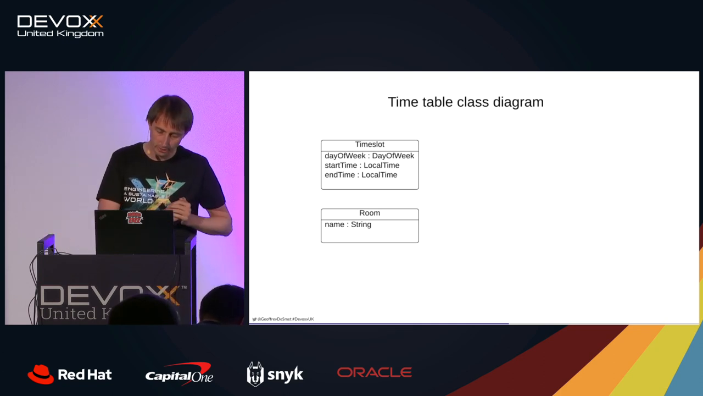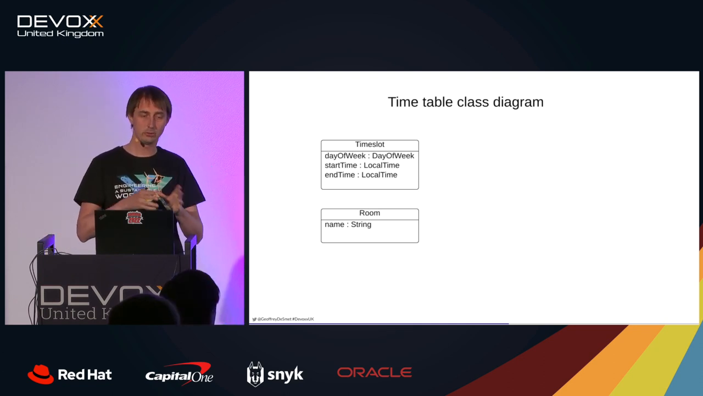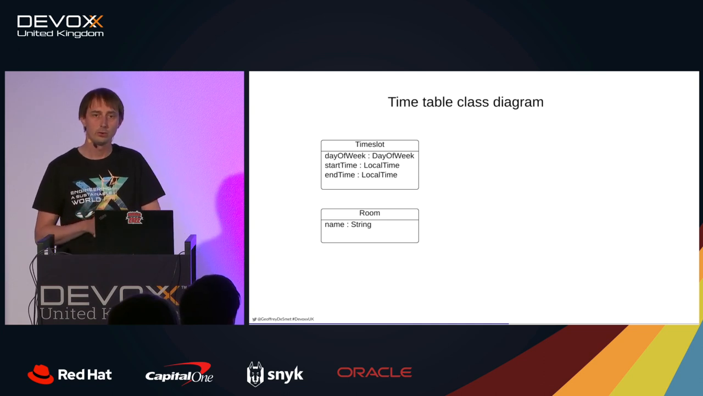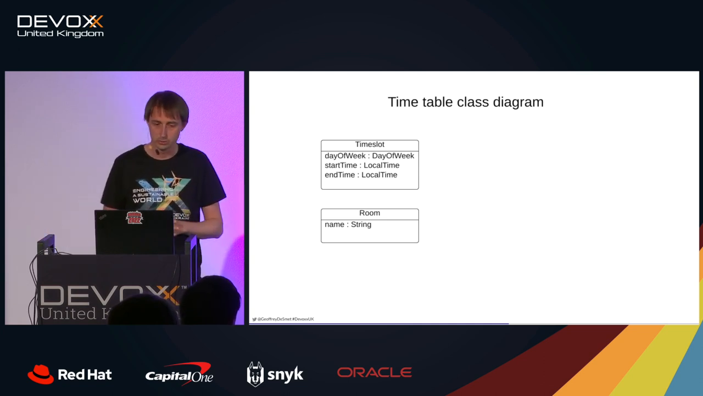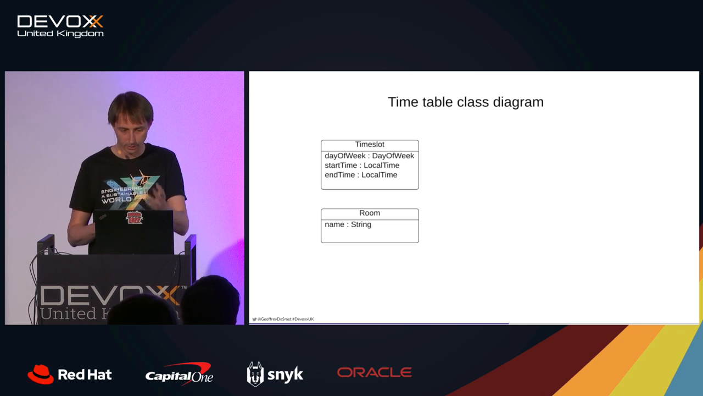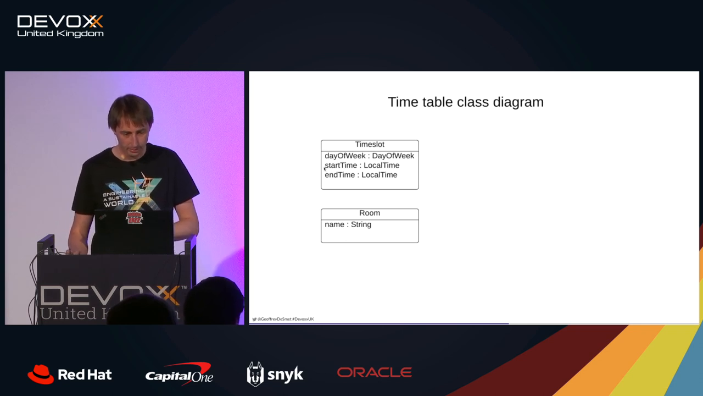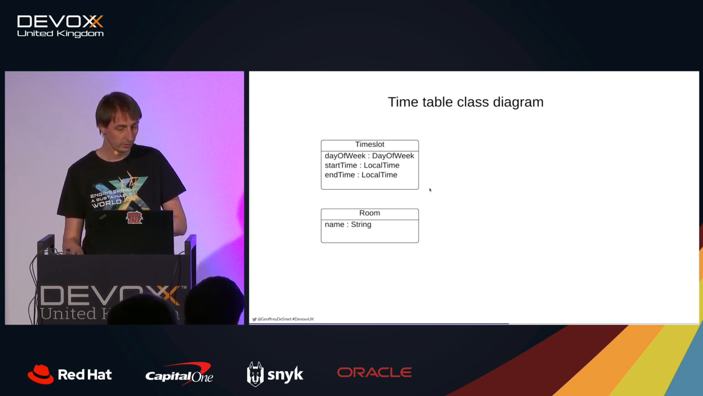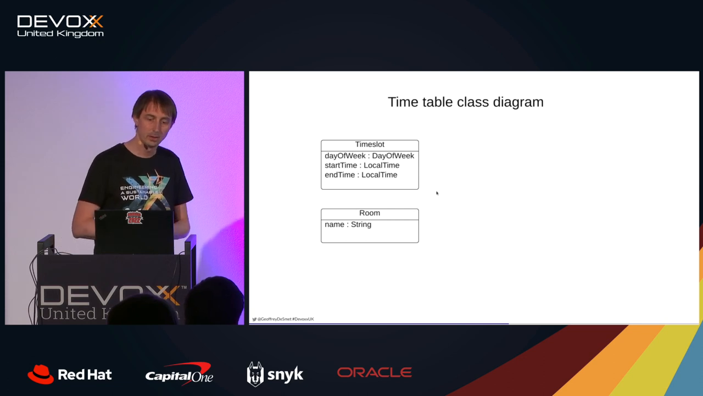Please never use java.util.Date, right? You are going to run into problems there. Always use java.time and these kinds of objects. And then there's a start time and an end time. That's a LocalTime, again, from java.time.